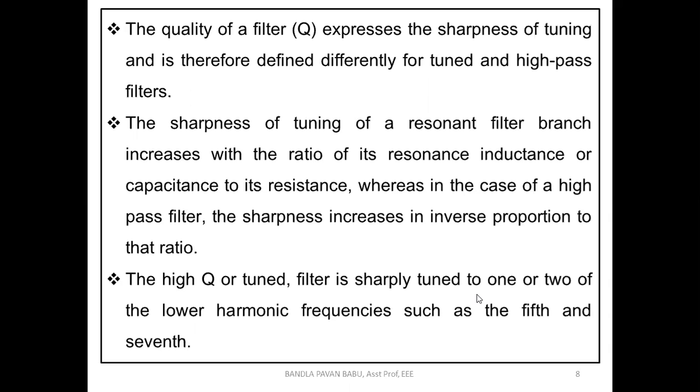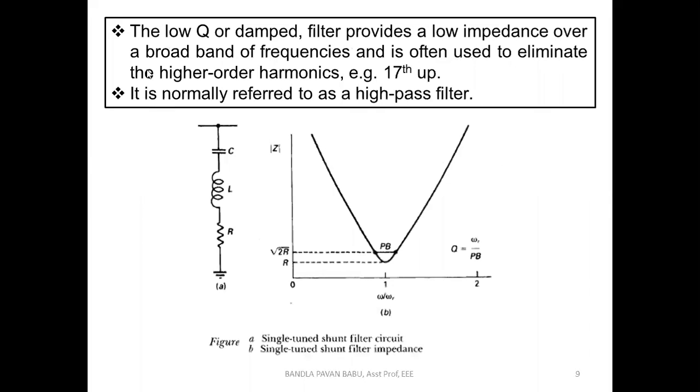But what about the remaining harmonics? It will be common. If the order increases, of course the severity will be less in the line, and we can place common filters which can look after all these harmonics. Next, the low Q or damped filter provides a low impedance over a broad band of frequencies and is often used to eliminate the higher order harmonics, for example up to the 17th.